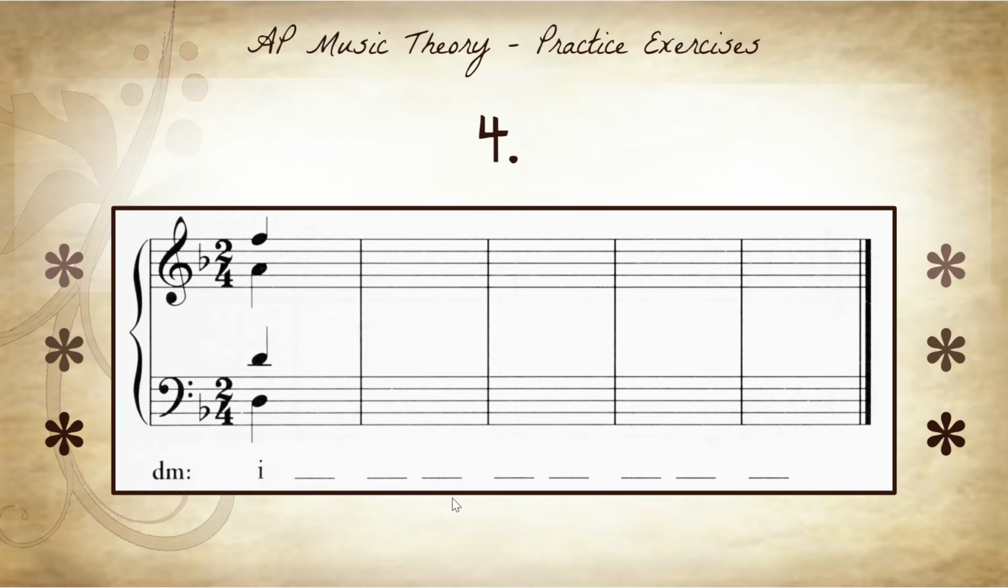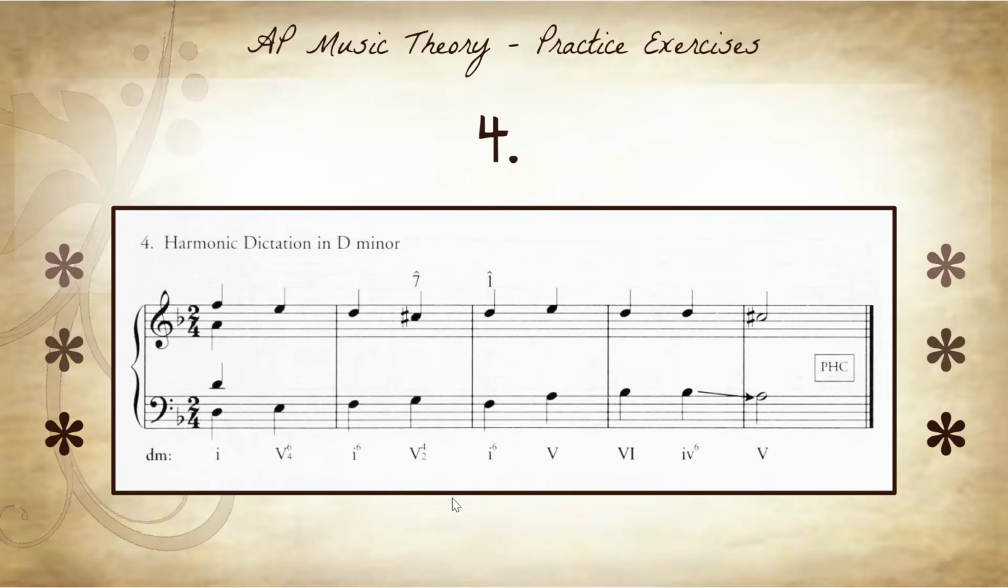Question 4 is harmonic dictation in D minor. And here is the answer to harmonic dictation in D minor. Notice that we have a Phrygian half cadence. I think that's the name of it.